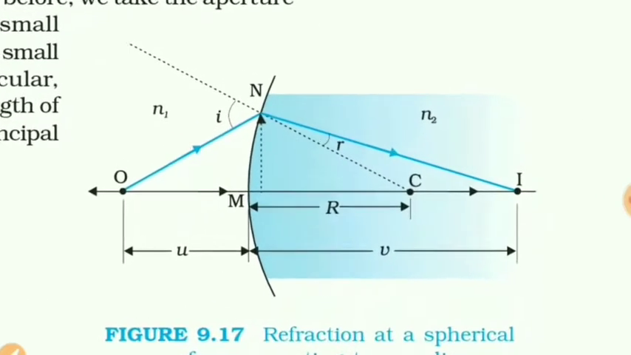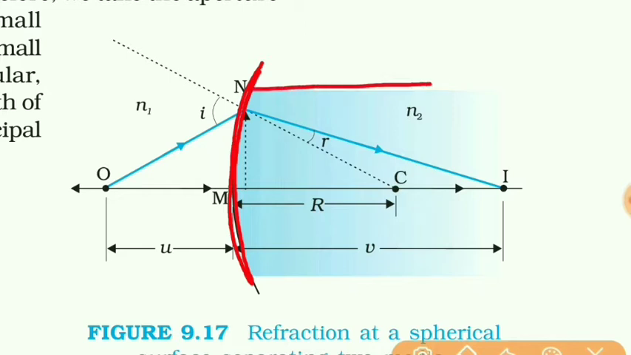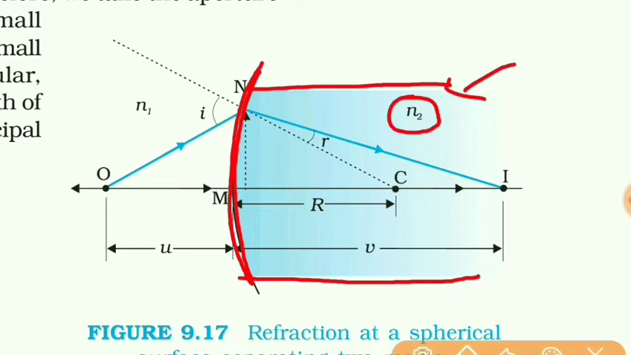Here you can see in this figure that this is a curved spherical surface. Here this surface is a convex surface, and this medium which is in blue color is a glass medium. Suppose it is a glass medium denoted by N2, and this medium is air. That means this curved surface made up of glass is kept in air.